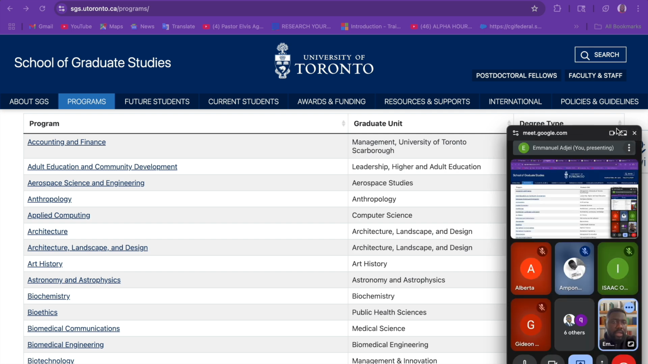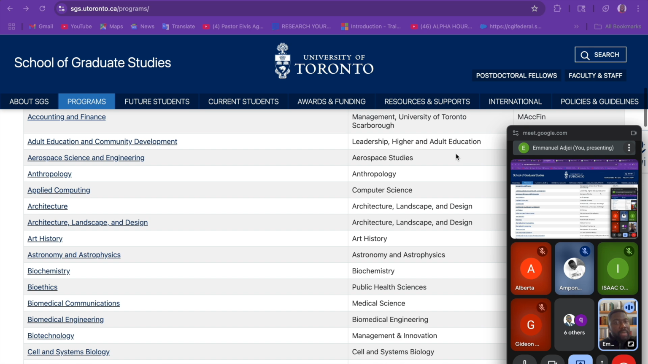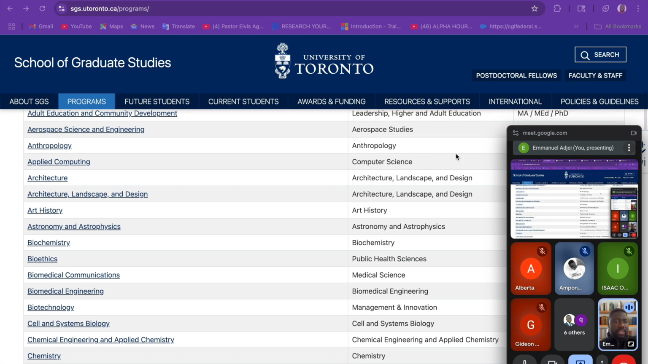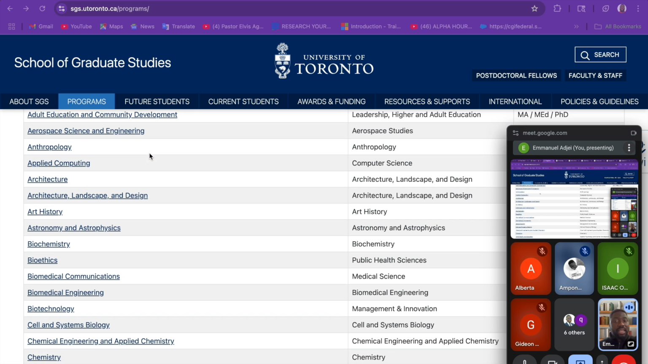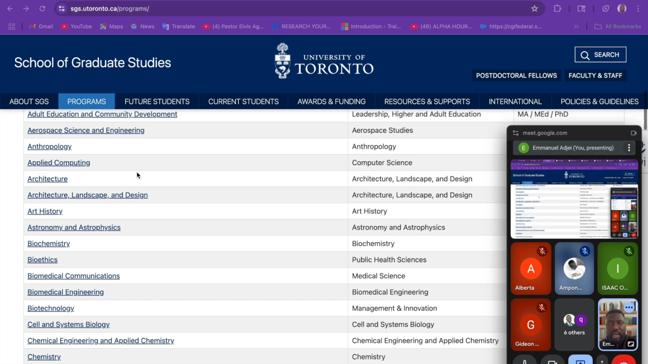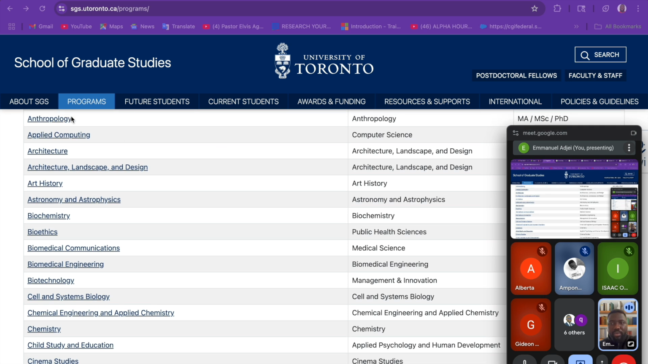Yeah, degree type is shown there. So you see MAcc, MFin. The M in front of it means masters, accounting and finance. And then MA says masters, MEd, master of education. Then you see PhD there. So that tells you that this program has masters, MA, it has master's education, and it also has PhD. And then I'm going through, I see applied computing, I see anthropology. Then I check the program type. This program, which is anthropology, has MA, MSc, and PhD.